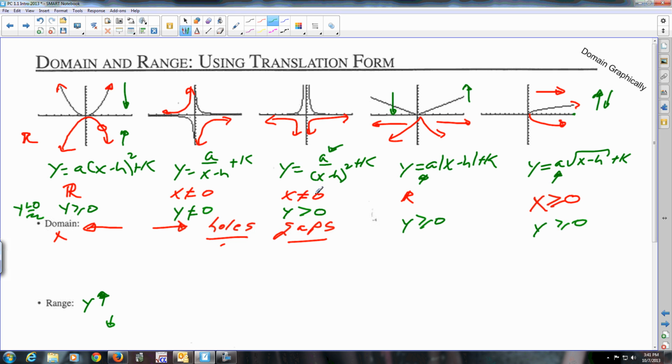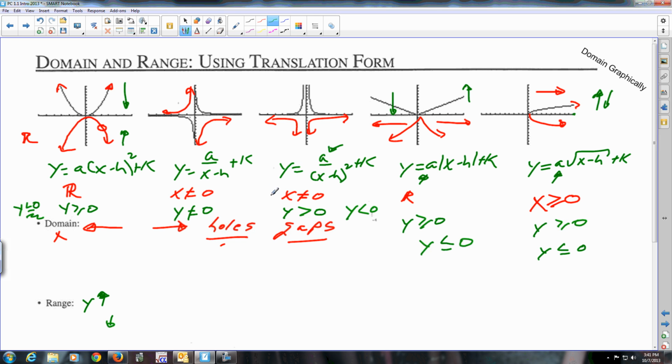The gap is still going to be at 0. But the range is going to be turned upside down. So in this one, it didn't affect domain, it did affect range. The red graph, domain is still all reals. In the range, it's again going to be turned upside down. This one, the black one, x had to be greater than or equal to 0. If I flip it over the x-axis and make a negative, the domain's going to be the same, but the range is going to be less than or equal to 0.